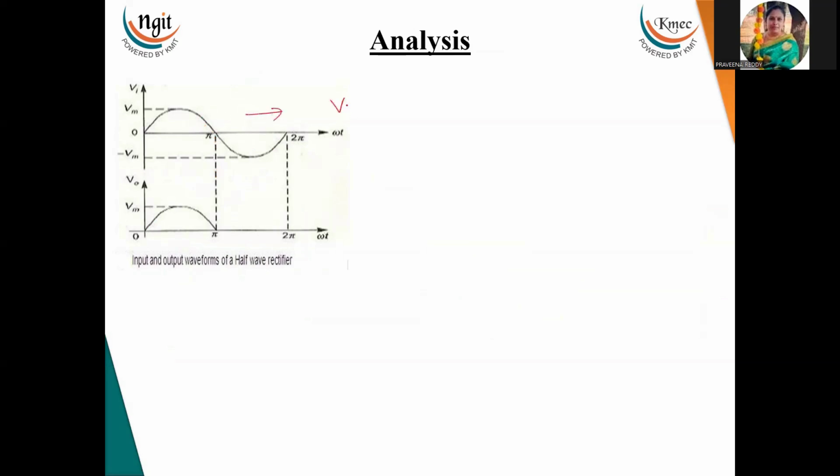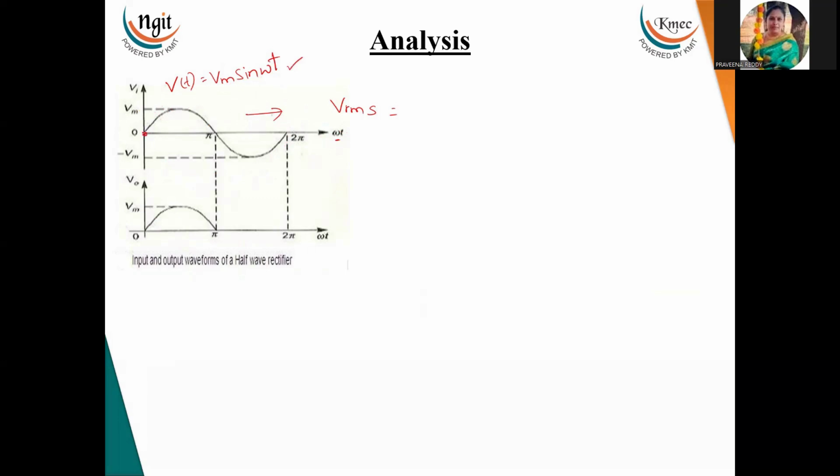Now here, VRMS is equal to... for this complete sine wave, the function V of t is equal to Vm sine omega t. Here on the x-axis, omega t is there. So Vm sine omega t, where Vm is the maximum voltage. For this entire sine wave, this is the function.